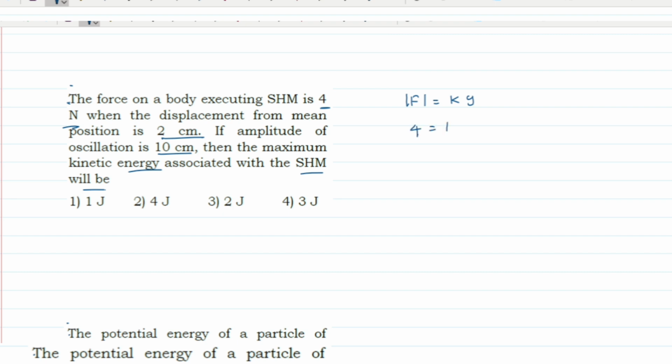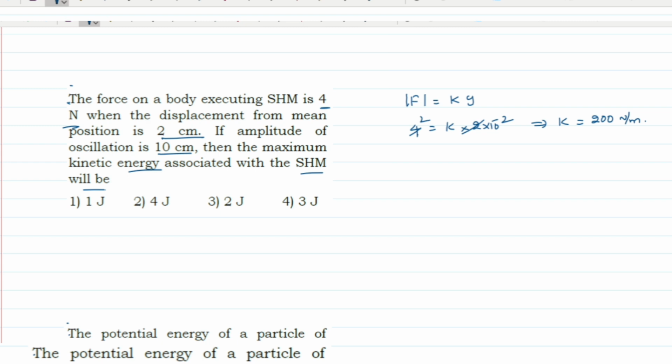Here k is not given. Our displacement is given as 2 centimeter, so 2 into 10 power minus 2 meter you can take. Then we will be getting k as 4 by 2 into 10 power minus 2. Then the spring constant, the force constant value, will be 200 Newton per meter.